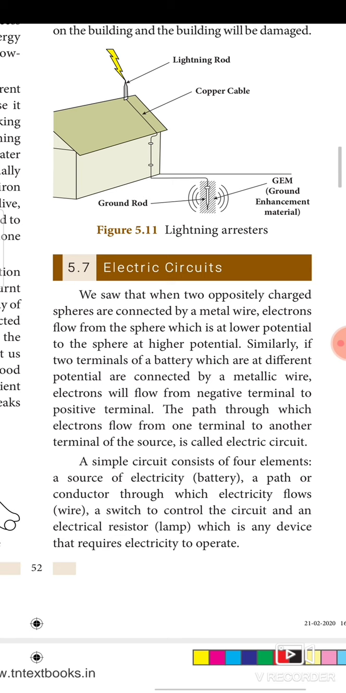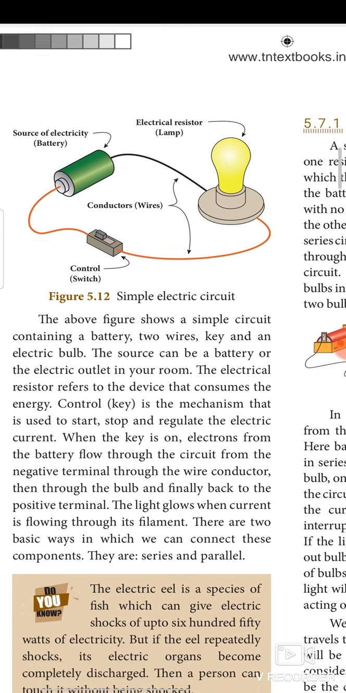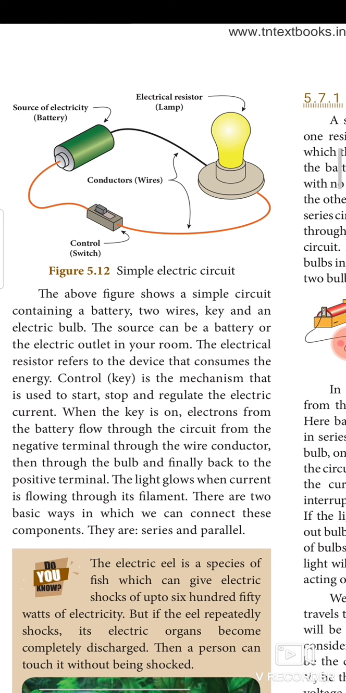A simple circuit consists of four elements: a source of electricity, a path or a conductor through which electricity flows, a switch to control the circuit, and an electric resistor, which is any device that requires electricity to operate. So here they have given you a simple electric circuit, a switch, bulb and a battery. The above figure shows a simple circuit containing a battery, two wires, key and an electric bulb. The source can be a battery or the electric outlet in your room. The electrical resistor refers to the device, that is nothing but the bulb, that consumes the energy.